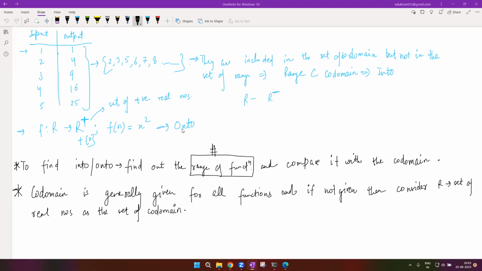Sir, if range is equal to codomain, then it will be onto? Yes. If range is equal to codomain, then it is onto. If range is not equal to codomain, that is, basically range is a subset of codomain, then it is called into.